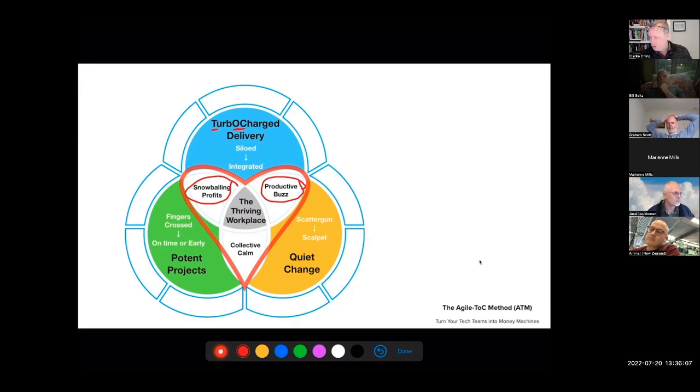So I'm just going to race through to them. And I'll just talk through each of them. And I'm going to spend a bit more time on the blue and the green stuff, but I won't go into any detail in the quiet change apart from just a moment.